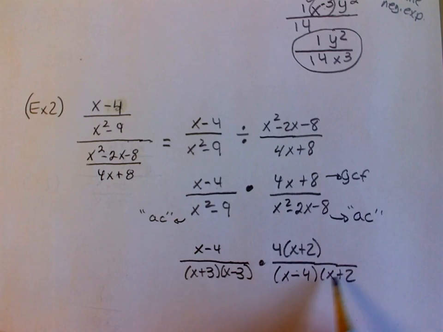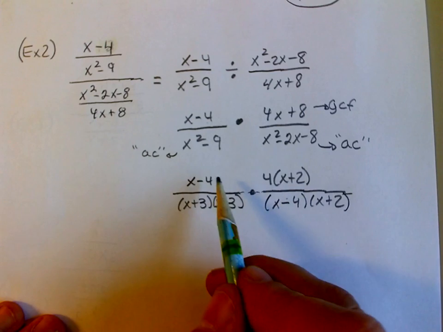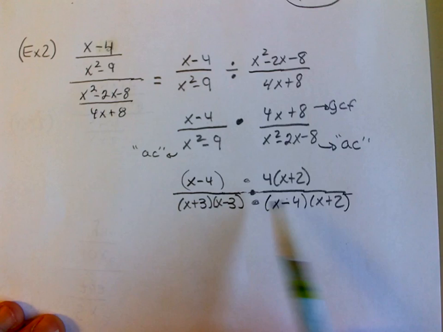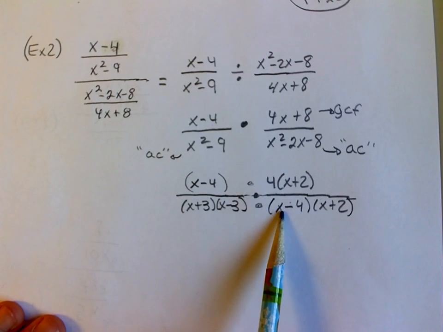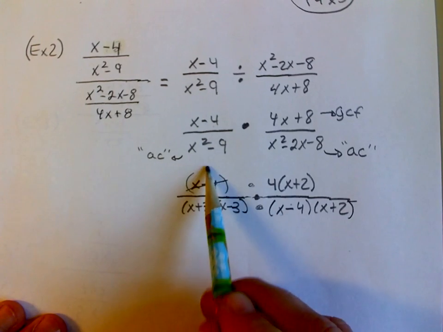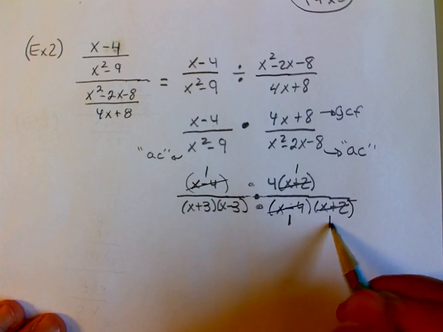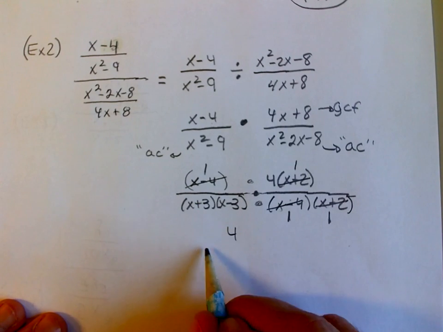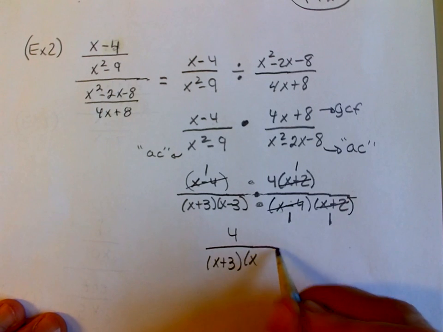Again, I like to rewrite my numerator and my denominator as one big fraction, just to make it a little bit easier for me to be able to reduce all of these factors. So now I look to my numerator and denominator to see what the common factors are. Common factor is x minus 4. There's a common factor with x plus 2. And there are no other common factors that we have. So our final rational expression would be 4 over x plus 3 times x minus 3.